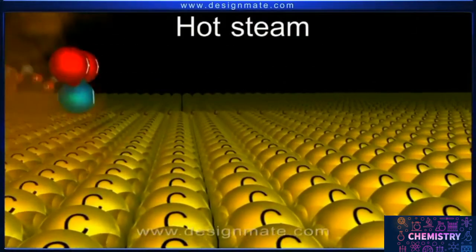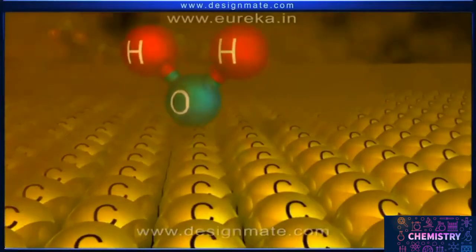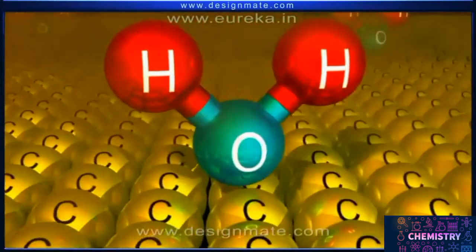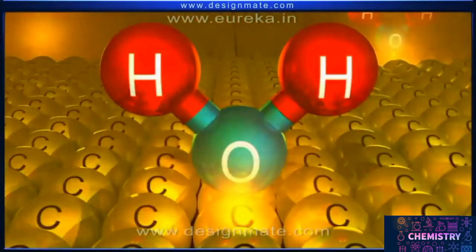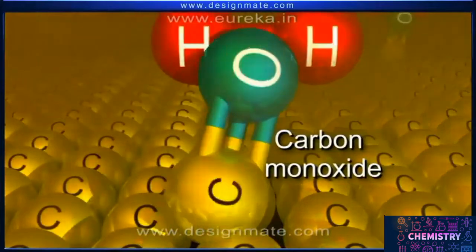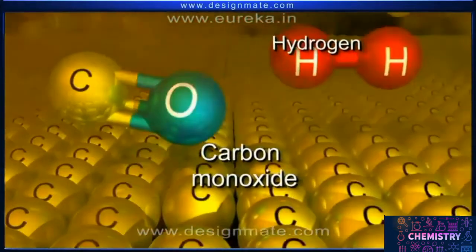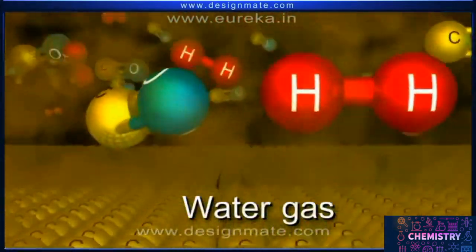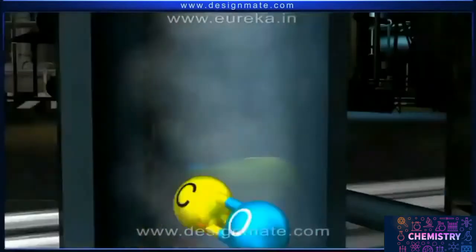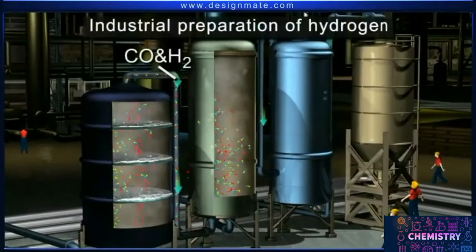When hot steam is passed over coke, carbon in the form of coke reacts with water vapors to form a mixture of carbon monoxide and hydrogen, which is called water gas. It is used in the manufacture of hydrogen gas.